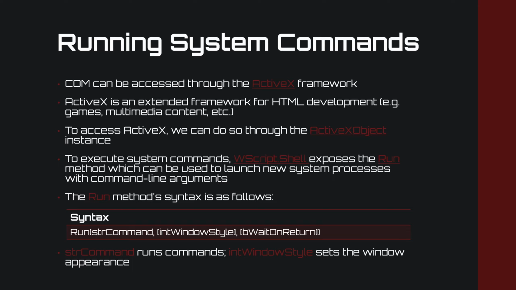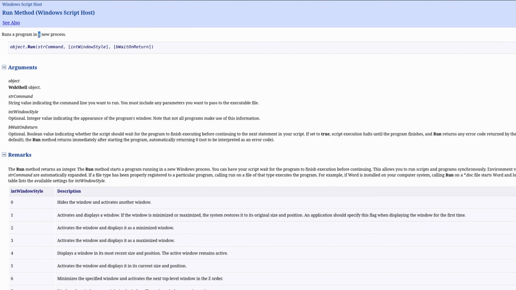For instance, ActiveX could be used to host games, serve multimedia content and other functionality, all running entirely from a web browser. Additionally, and perhaps most importantly from a red team perspective, ActiveX could be leveraged to interact with COM, and thus invoke COM objects that enable system level interaction. Now, one of these COM objects is WScript.Shell, which provides system scripting capabilities for both JScript and VBScript. And this object exposes several methods, one of them being Run, which can be used to launch new system processes along with any additional command line arguments.